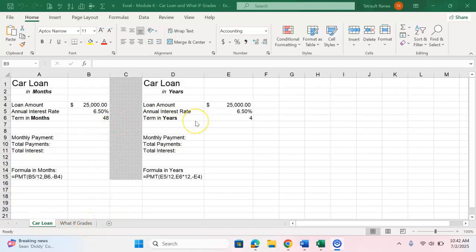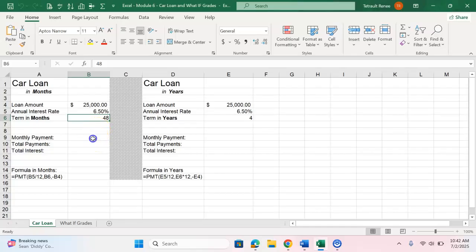The car loan is separated into two separate calculations. One is car loan in months and one is in years. And you can see on row 6, the term in months is 48 months and the term in years is 4 years, which are actually the same. 4 years, 12 months in each year, 4 times 12 is 48. So there's an extra step in the one with years compared to the one in months.